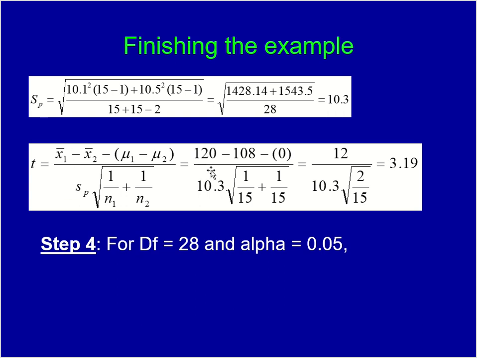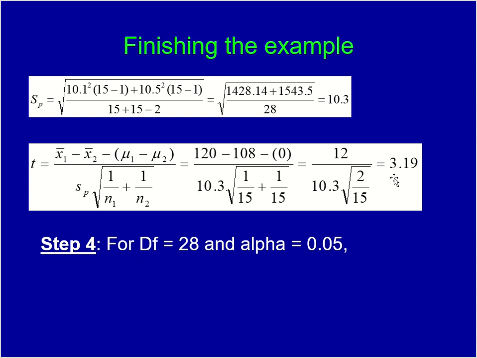We go back to our formula. The formula says you take the average, x bar 1 minus x bar 2, so 120 minus 108. You divide by the S pool, 10.3, multiplied by the square root of 1 over 15 plus 1 over 15. So what you have down there is your standard error. So the difference, 12, divided by the standard error gets you 3.19. That is your t, your t calculated.